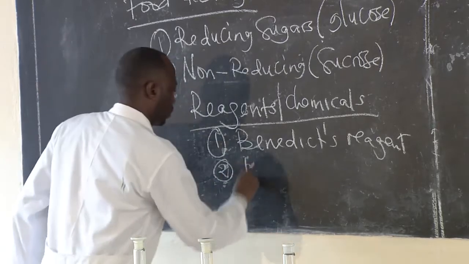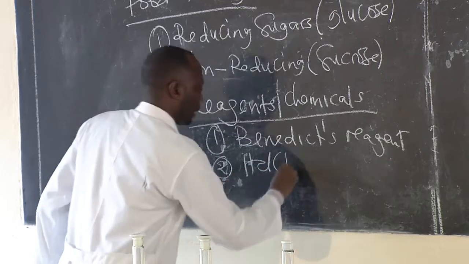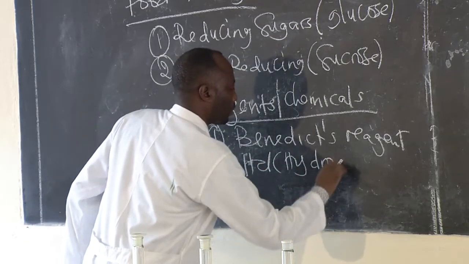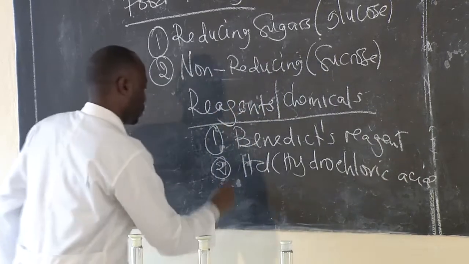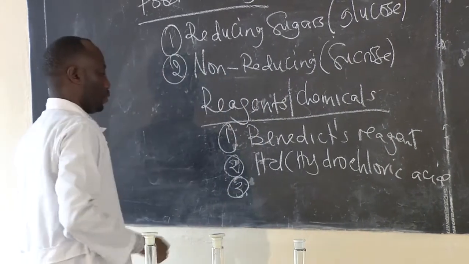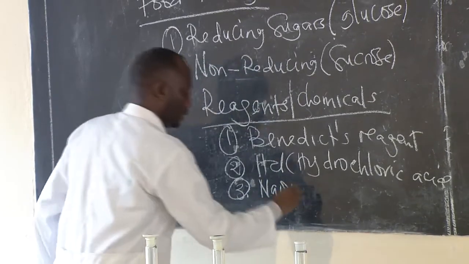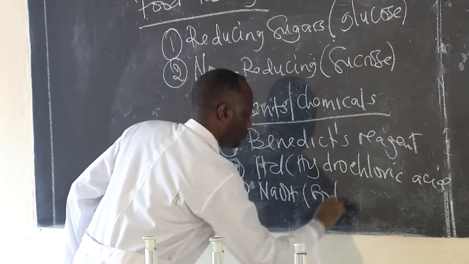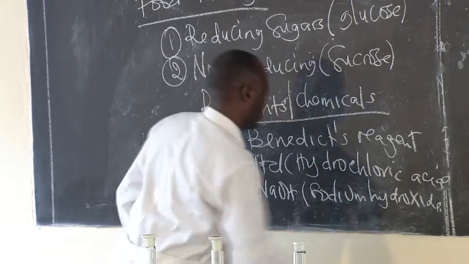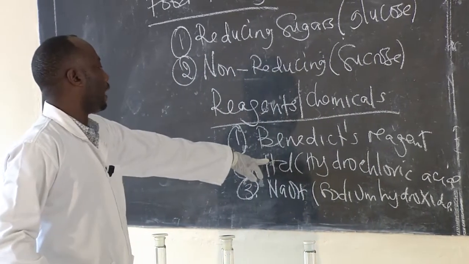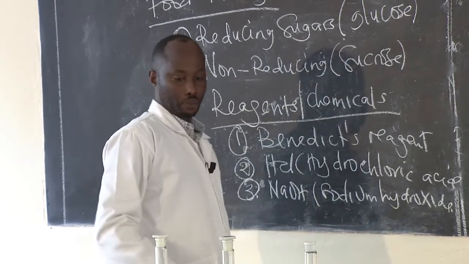Number 2, I will use hydrochloric acid. That is the symbol of hydrochloric acid. I will also use 3, sodium hydroxide. This is sodium hydroxide. You know the reason why I have to use hydrochloric acid and sodium hydroxide. I will explain it in the process.